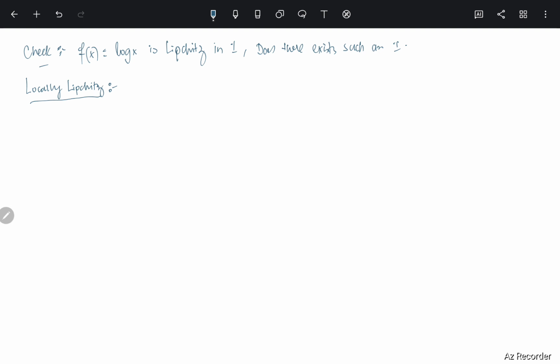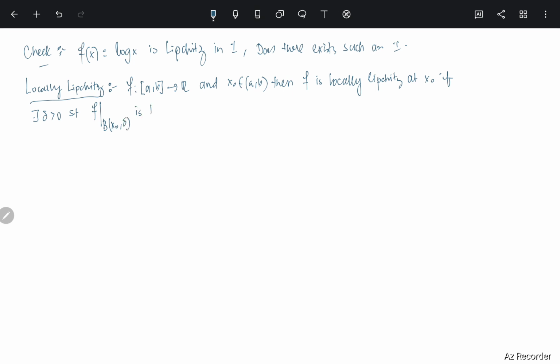So essentially you say that if, let's say, I am starting from (a, b) to R, and you start with x naught, which is in open (a, b), then we say f is locally Lipschitz at x naught if there exists a delta greater than 0 such that f restricted to the ball with center x naught and radius delta is Lipschitz continuous, right?